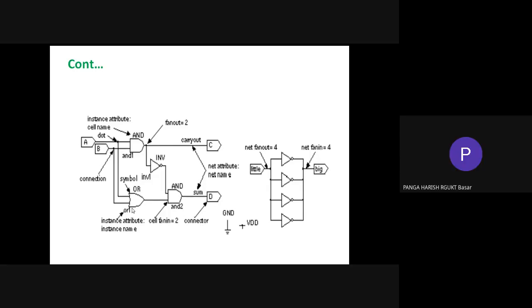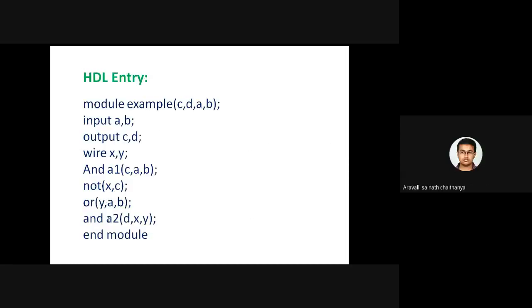OR gate, inputs A comma B. What is the output of your OR gate? I have taken Y. Now you tell me, what are the inputs for your second AND gate? X and Y. Okay, what is the output of your second AND gate? D. So the output of your second AND gate is D and the inputs are X comma Y. In this way, I have completed my module realization.